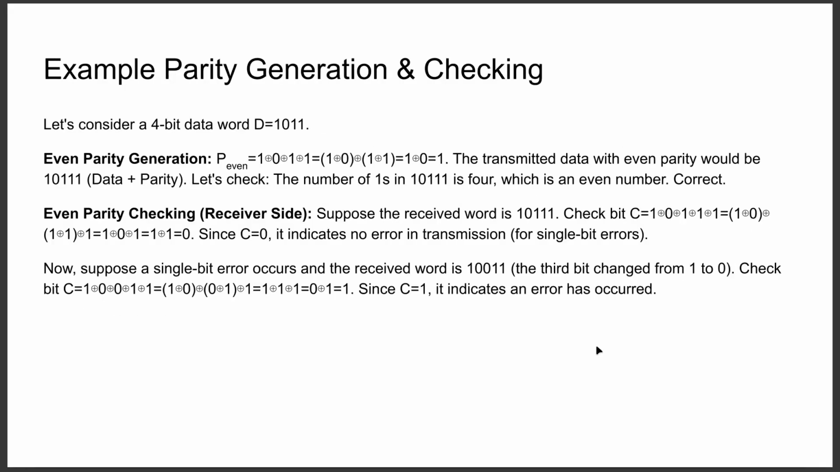Example, parity generation and checking. Let's consider 4-bit data where D is equal to 1011. Even parity generation, P even, would be 1 exclusive OR 0, exclusive OR 1, exclusive OR 1, where we get 1. The transmitted data with even parity would be 10111, data plus parity. So if we check the parity of 10111, the number of ones is 4, which is an even number, so it is correct.